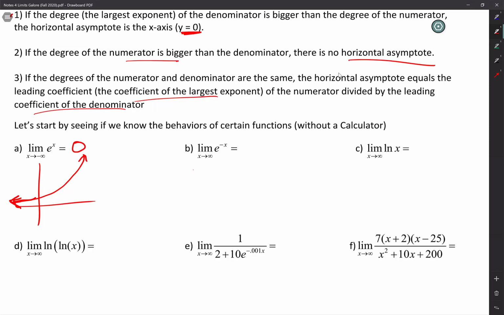So this is e to the negative x. So e to the negative x looks like this. See? So as x approaches positive infinity of e to the negative x, I converge on the x-axis again. So I converge to 0.